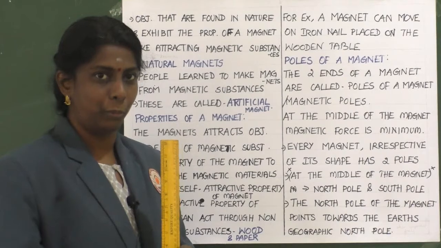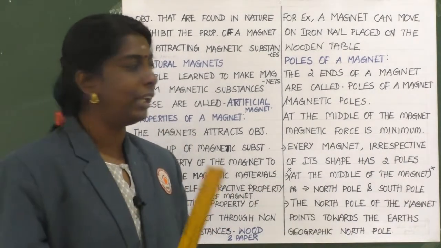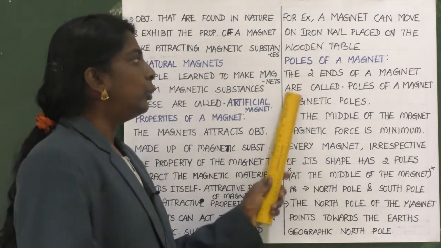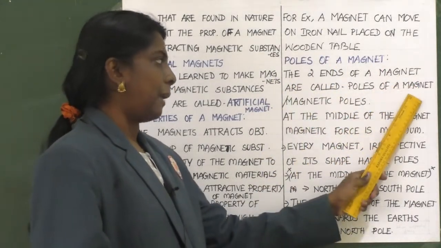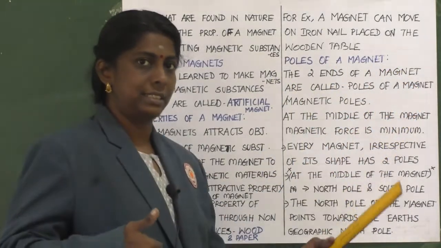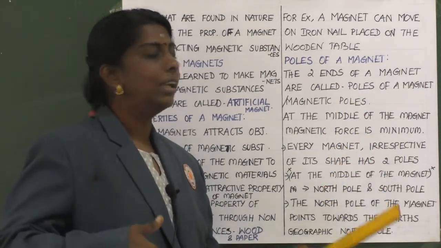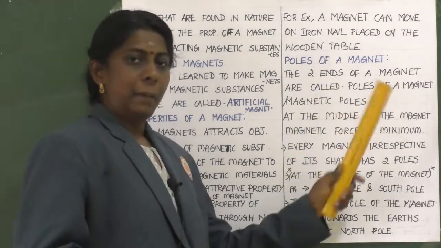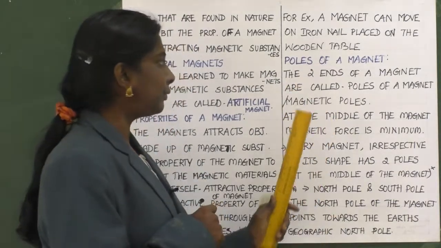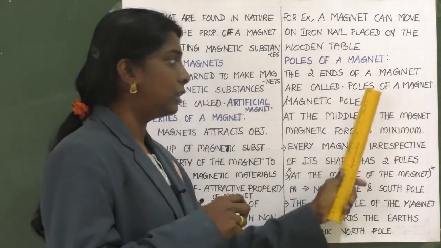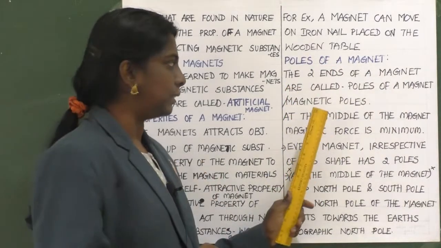Poles. What do you mean by poles? Terminals. Okay. Let us learn. The two ends of a magnet are called poles of a magnet. The two terminals or ends are called poles of a magnet. So, there are two different poles, is it not? We can call them poles of a magnet or magnetic poles.